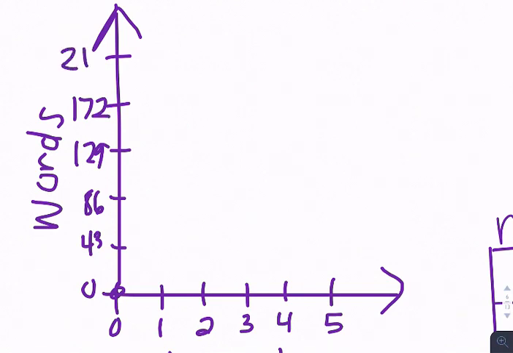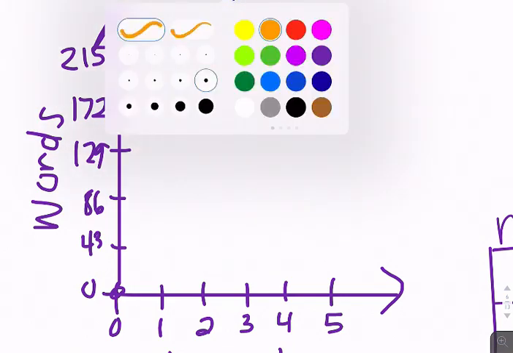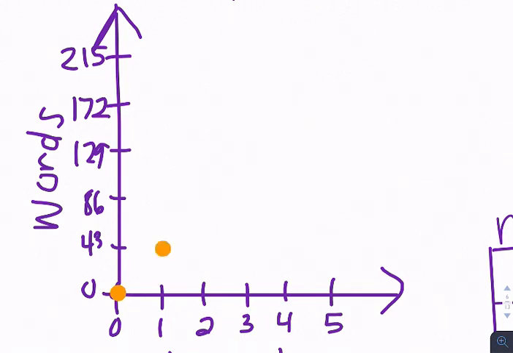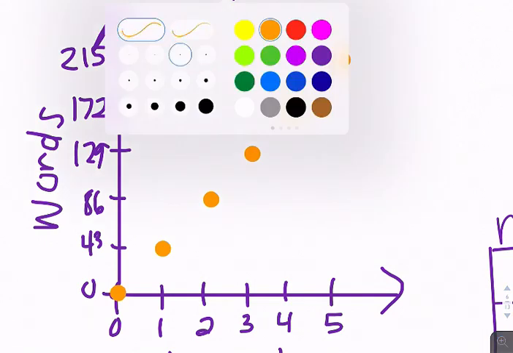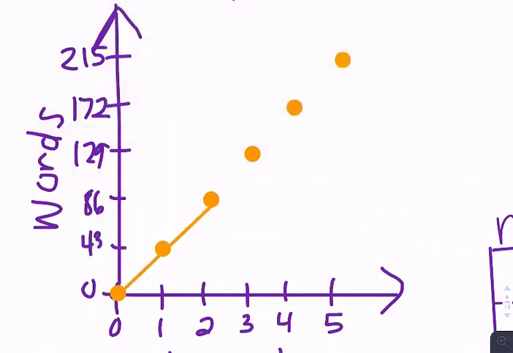72 and 215. So, I know 0 is 0, 1 is 43, 2 is 86, 3 is 129, 4 is 172, that's a little off. And I understand that my graph is not perfect. It looks okay. I've plotted my points. I can put my line through it. Actually, it looks a little better than I thought it was going to. I can tell that it's a straight line.